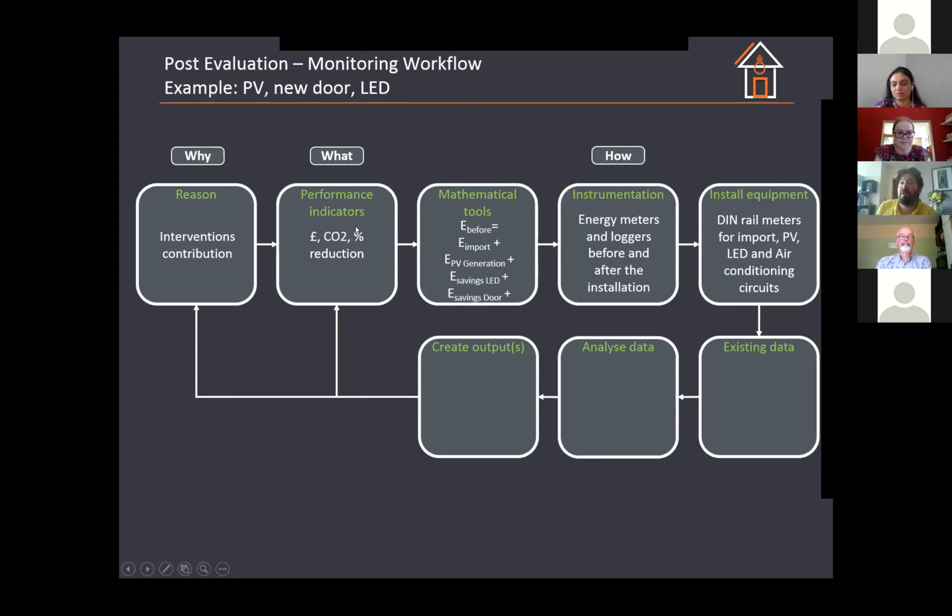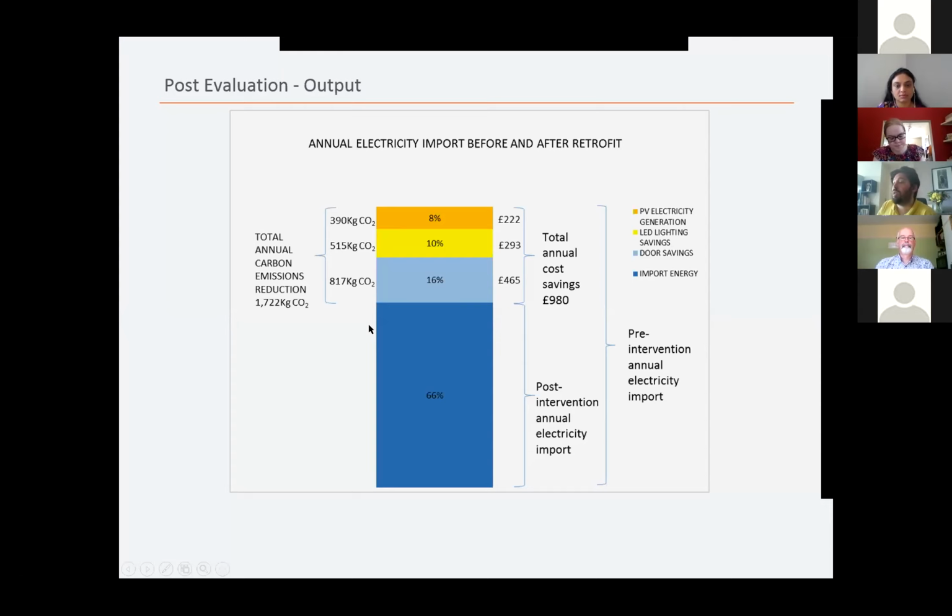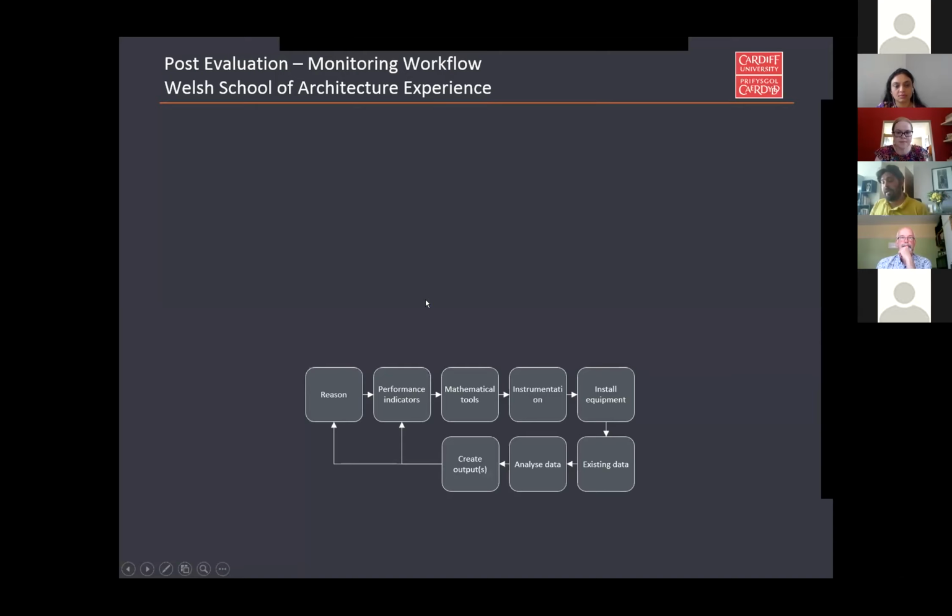And then you apply the appropriate mathematical tools and appropriate instrumentation, and you convert and you translate this into sensors, more or less. And you use occupancy data to make sure that before and after is comparable. And then you tackle and you trace the errors, you try to normalize values, and you create outputs that will respond to the why and what. So that's a potential output. You can see here the reduction in terms of cost, and in terms of energy percentage, and in terms of CO2 emissions. So that's my last slide, and that's the workflow, the monitoring workflow.